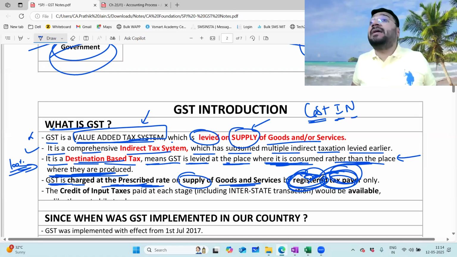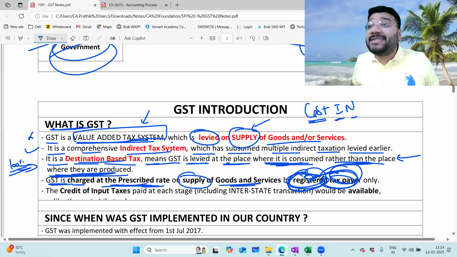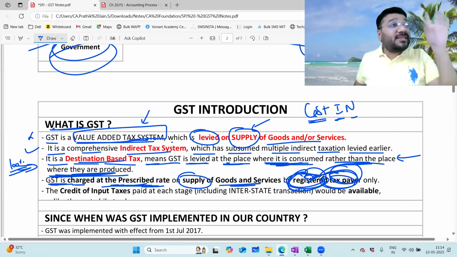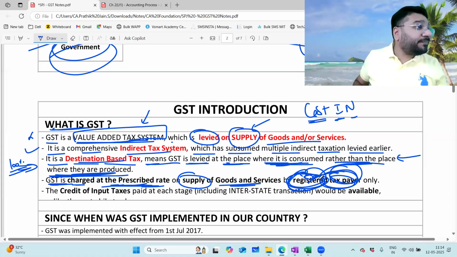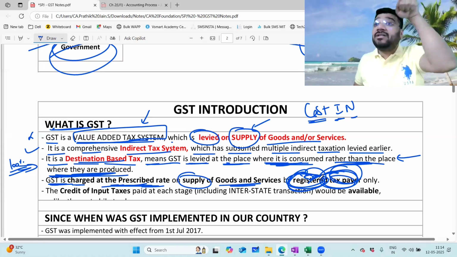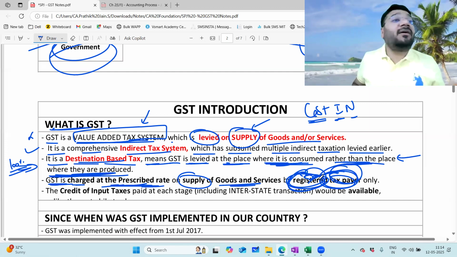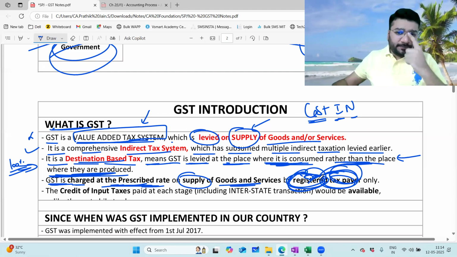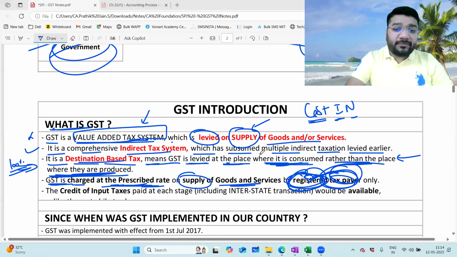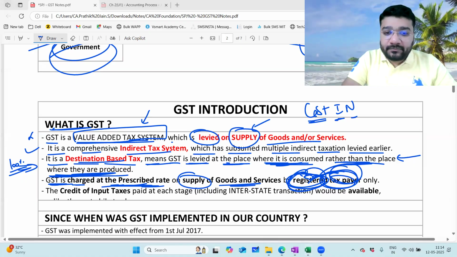So can an unregistered person collect the tax from the customer? GST allowed? Not allowed. Unregistered people can never collect GST from the customer. Only those registered with the GST department can collect the taxes from the customer. Am I loud and clear? Online people, am I loud and clear? Yes, sir.